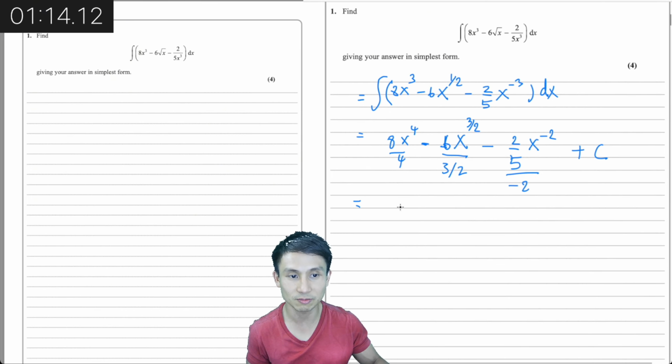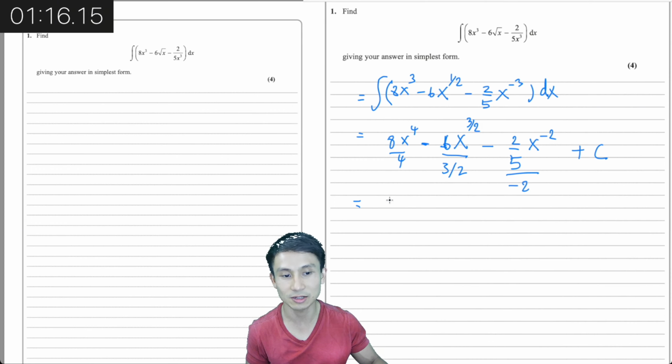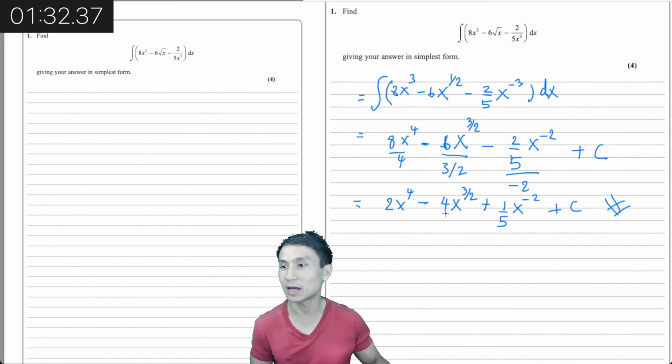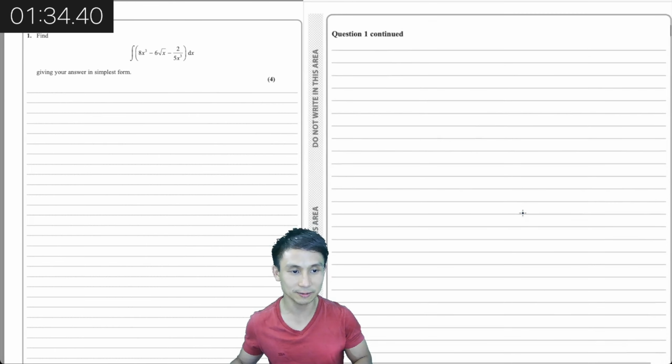Right, so we're just going to simplify this. So 4 canceling 8, we get 2x to the 4. This is 3 canceling, and times 2, we get 4x to the 3 over 2. And this minus minus becomes a plus. So this is 1 over 5, x to the minus 2, plus c. That is question 1 done. Easy peasy.